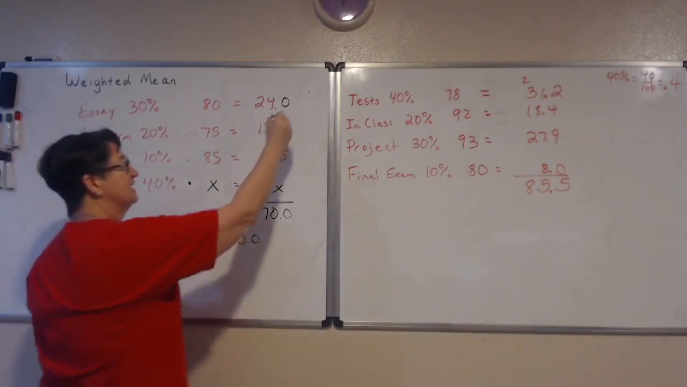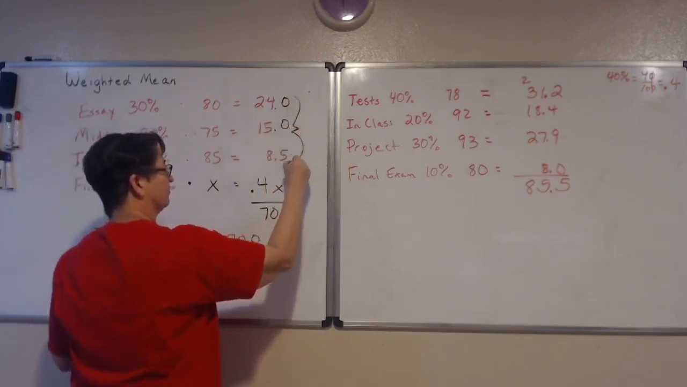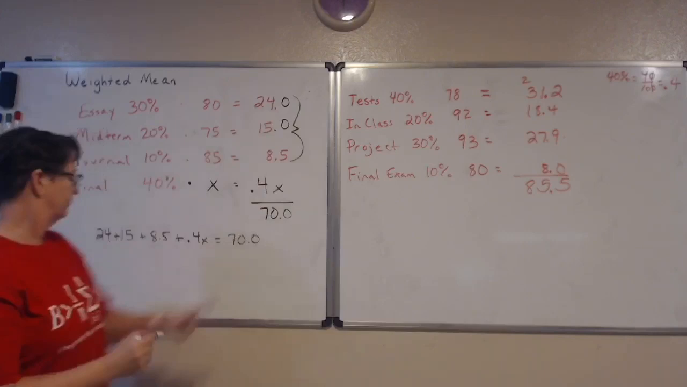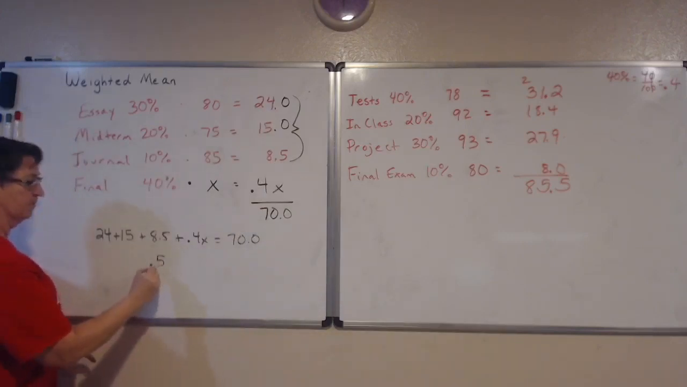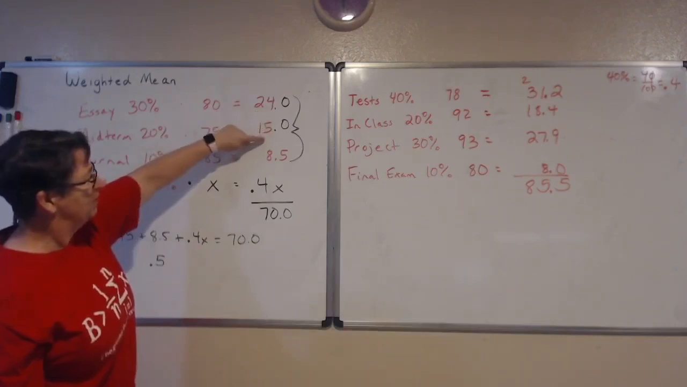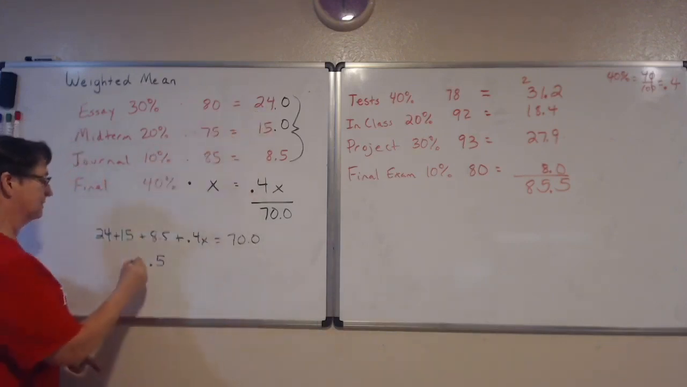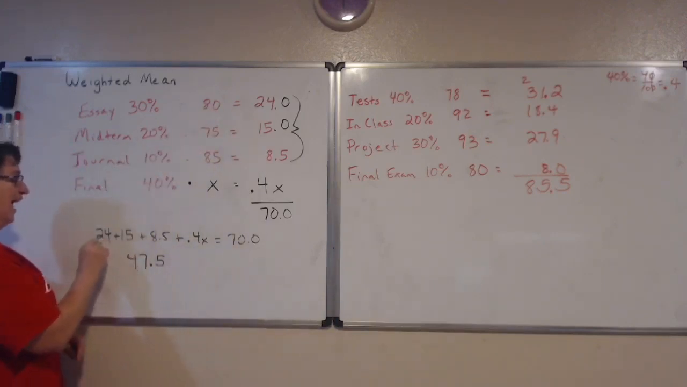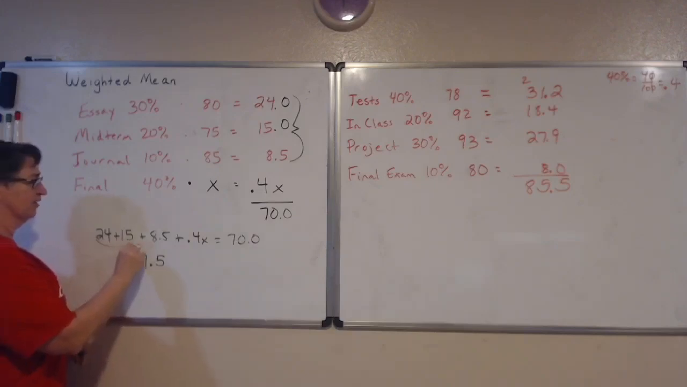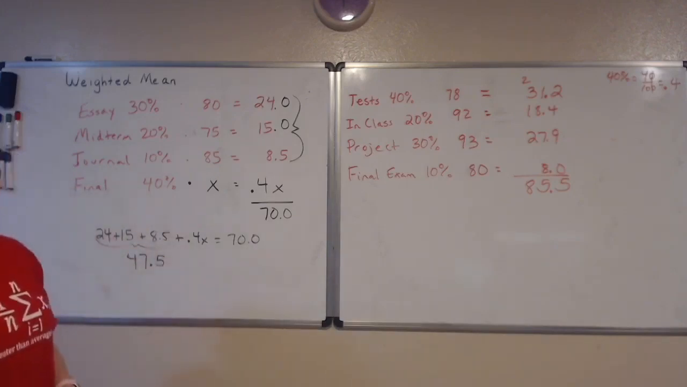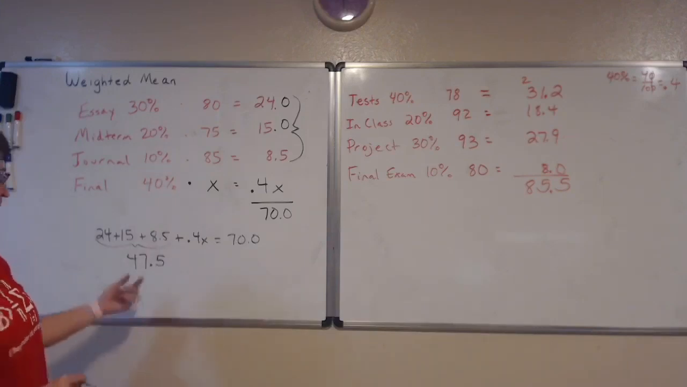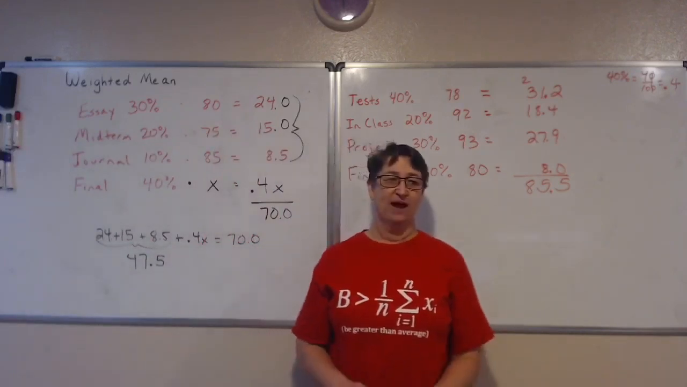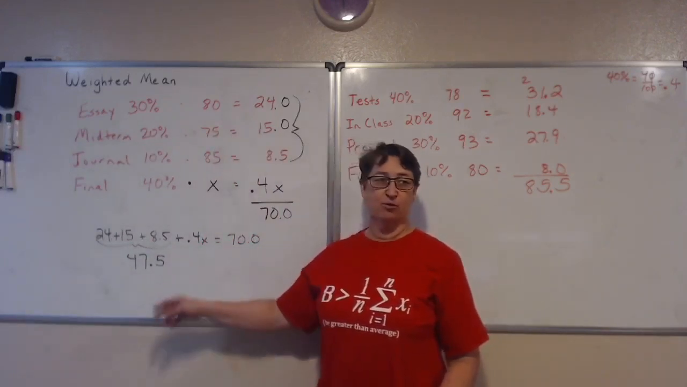So if I add these three together, well, the 0.5, then this is 9 plus 8 gives me 17, carry your 1. That's 3 plus that 1 makes 47. So if I add these three numbers, these three right here, give me 47.5. So right now in the class, I have a 47.5. So if I didn't take the final at all, if I made a 0 on the final, I would have a 47.5.